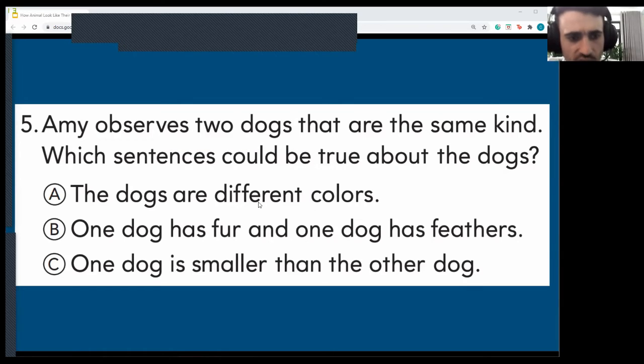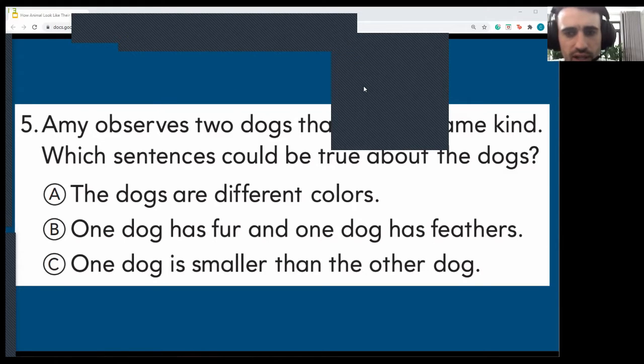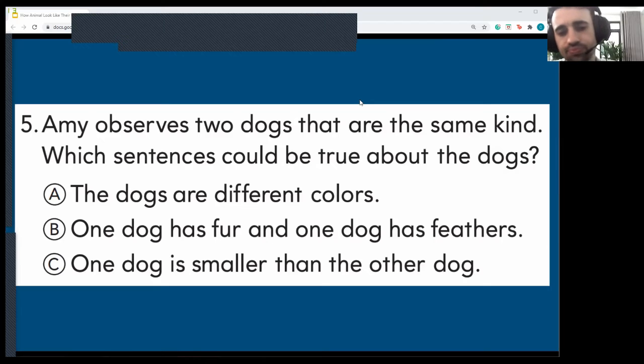Very good reading. Okay, is it A, the dogs are different colors? B, one dog has fur and another dog has feathers? Or C, one dog is smaller than the other dog? There could be more than one correct answer, so choose carefully. Okay, you guys can choose in 3, 2, 1, go. Circle the correct answers. Do you guys remember the correct answers?